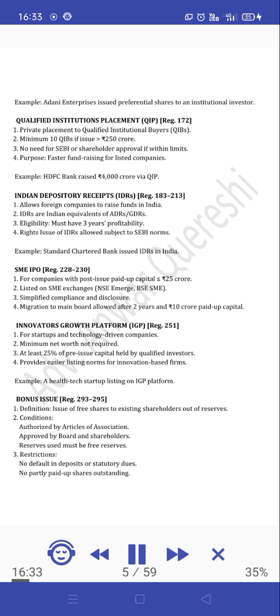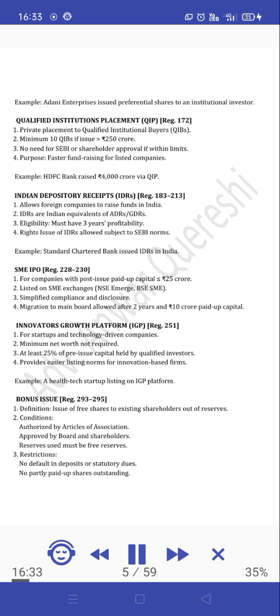Qualified institutions placement, QIP, Reg. 172-1. Private placement to qualified institutional buyers, QIBs. 2. Minimum 10 QIBs if issue is greater than 250 crore rupees. 3. No need for SEBI or shareholder approval if within limits. 4. Purpose: faster fundraising for listed companies. Example: HDFC Bank raised 4,000 crore rupees via QIP.